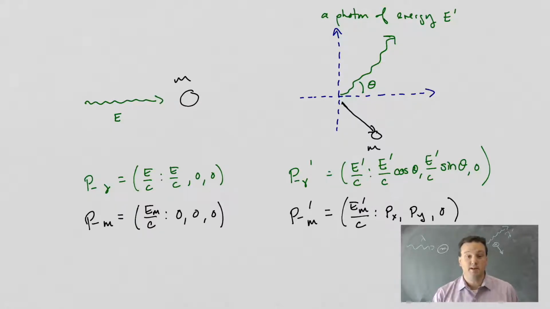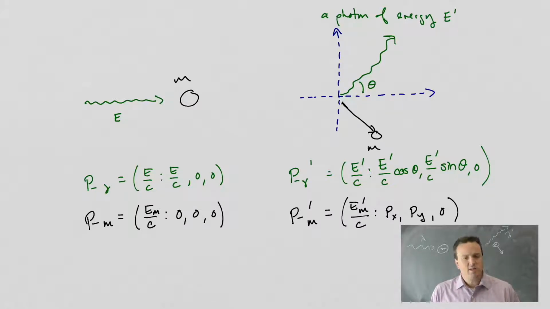The t component is still going to be E prime over c because the magnitude of the spatial part of the four momentum of a photon has to be equal to the magnitude of the temporal part of the four momentum of a photon. Now, for the four momentum of the final electron, things get a little bit more complicated.